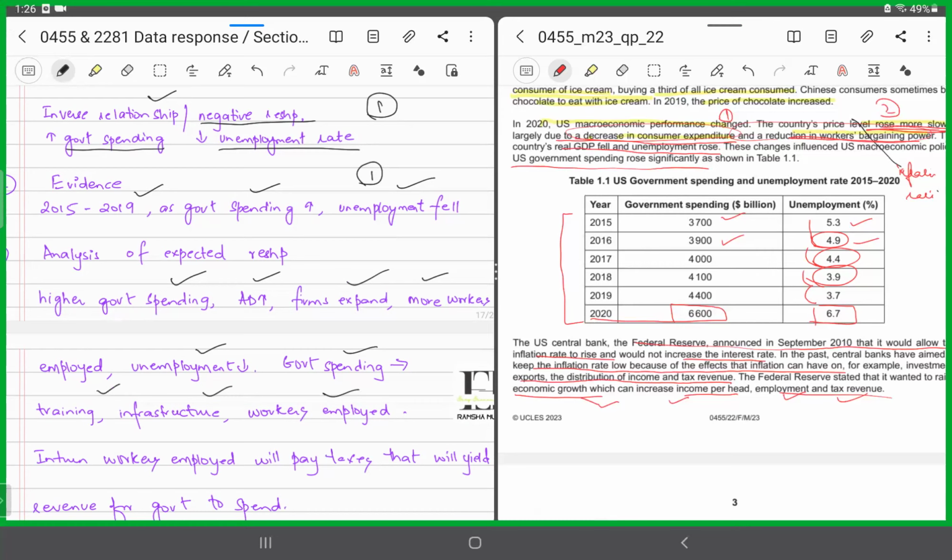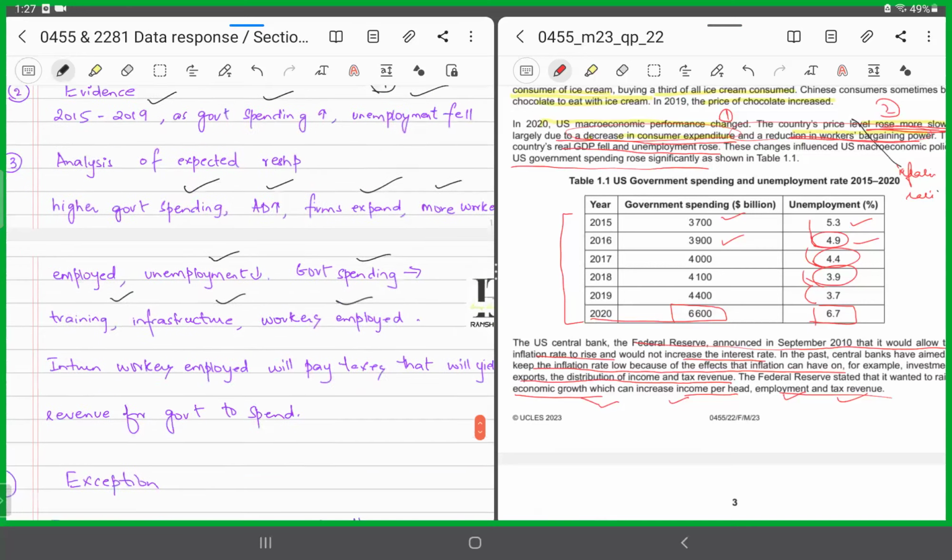That means, what do you mean by government spending? By government spending I mean training, or, let's say, availability of infrastructure. So the firms expanded their output, aggregate demand rose. So the firms will be asking to recruit more and more workers. So as a result, the unemployment percentage fell, right? And then in turn, what will happen?